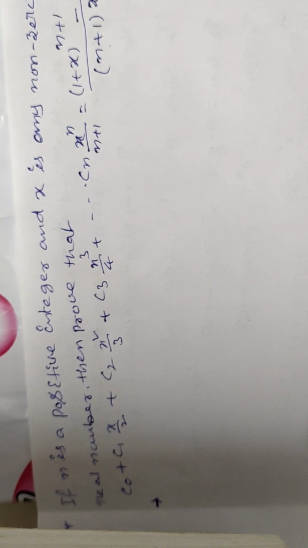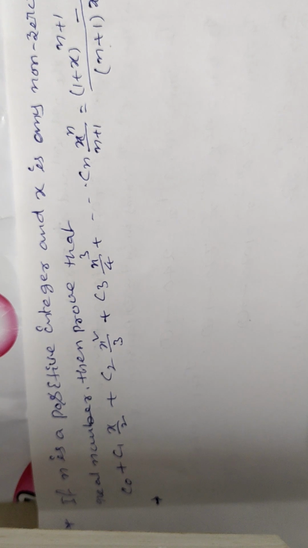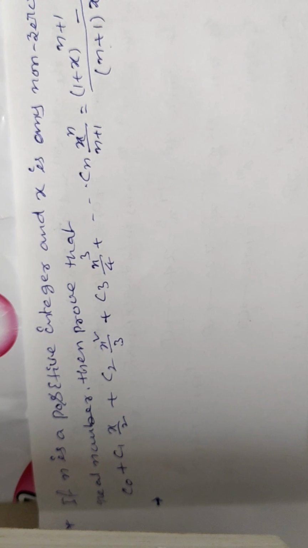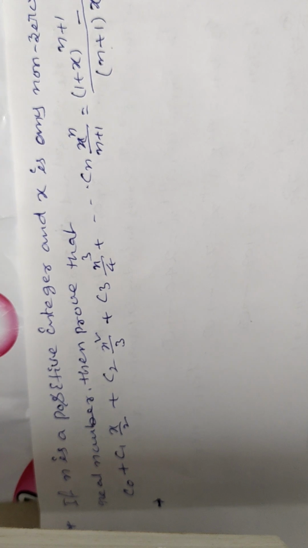C0 plus C1 into x by 2 plus C2 into x square by 3 plus C3 into x cube by 4 plus and so on, Cn into x power n by n plus 1 is equal to (1 plus x) whole power n plus 1 minus 1 whole by n plus 1 into x.